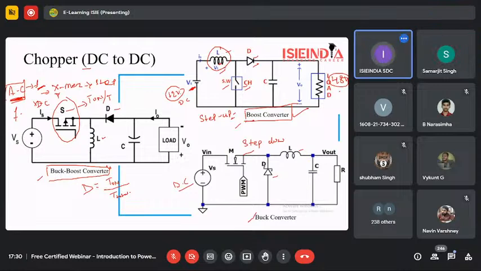If we didn't give a chopper an AC supply. Okay, so if you give the AC supply, then what will happen? We need to derive that. Like if we give an AC supply here, okay.